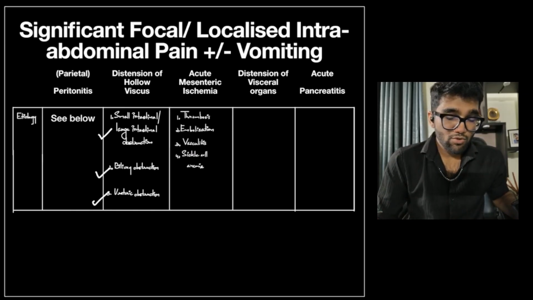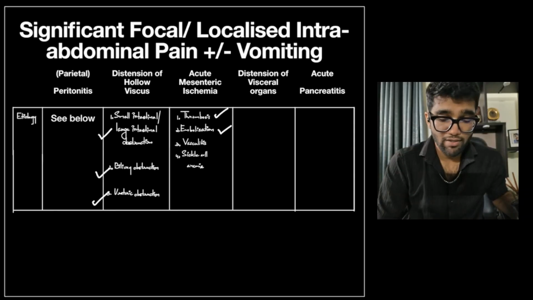Then we have acute mesenteric ischemia. We'll be discussing this in detail. But generally speaking, it could be thrombotic occlusion of vessels. It could be embolization, cardiac embolization, or artery to artery embolization.